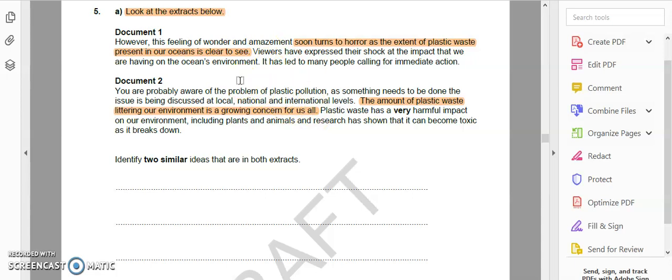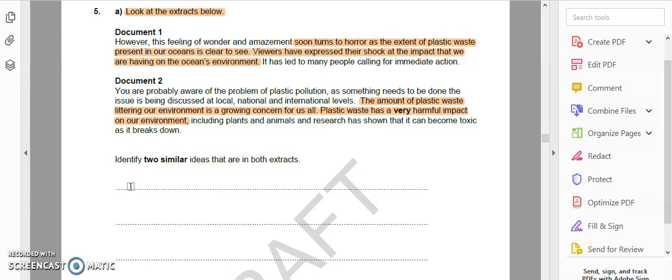Now, the second key idea that's shared between both of these extracts is the impact of plastic waste. So viewers have expressed their shock at the impact we're having on our ocean's environment. And again here, plastic waste has a very harmful impact on our environment. So that's a shared idea across both. They're not quite the same idea, but they're similar enough to count for this. Both documents are saying that it's a concern and that the impact is harmful.